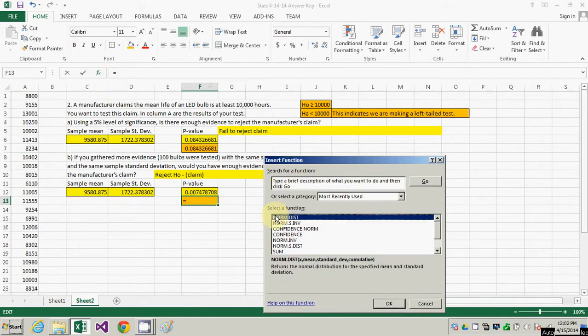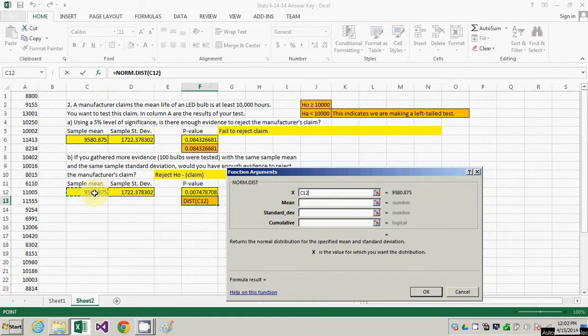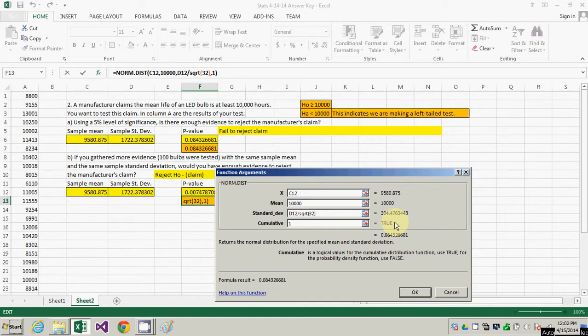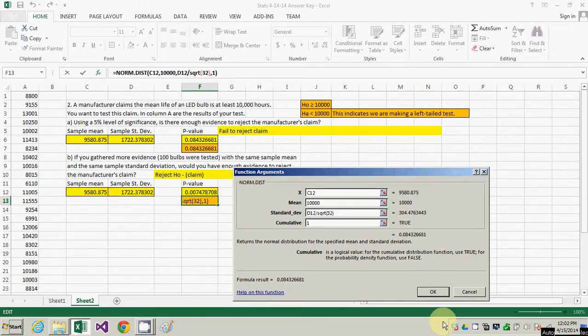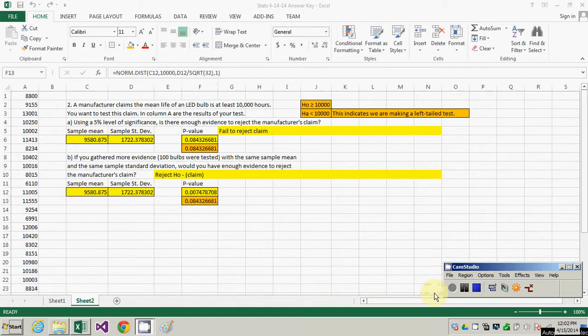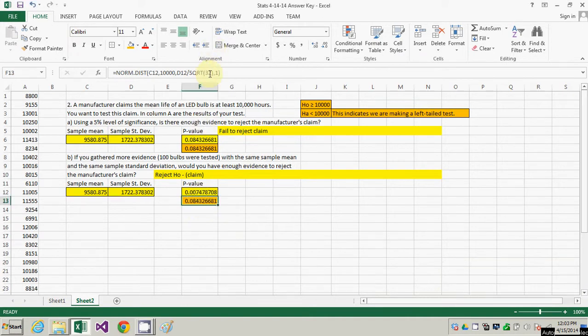And selecting the NORM.DIST function, the value for x is cell C12. The mean is 10,000. What goes in for the standard deviation is the sample standard deviation divided by the square root of 32. And cumulative, once again, is true. 1 for true. As you can see, it says true right there. And you simply say OK. And oh, I put in the wrong sample size, so we'll change that. That's the difference between this problem and the previous one.